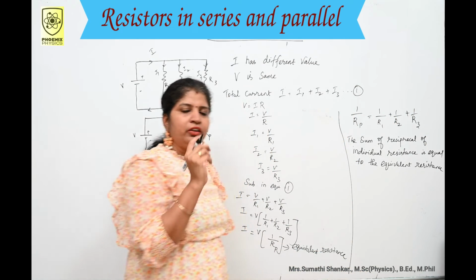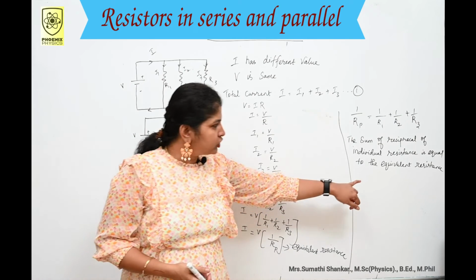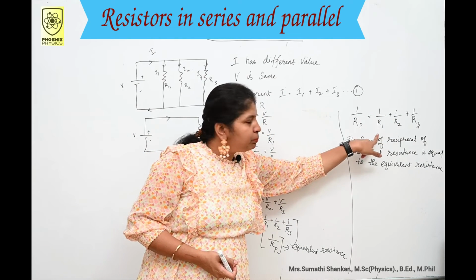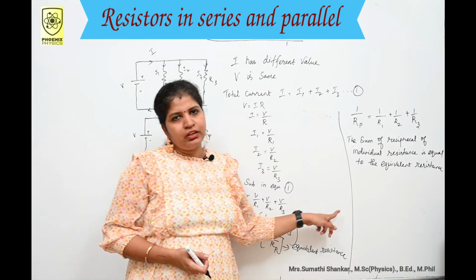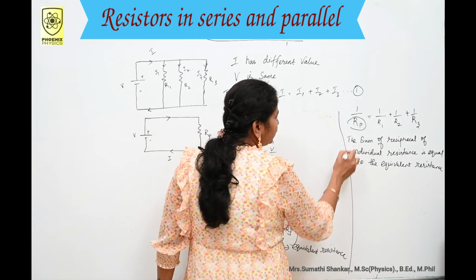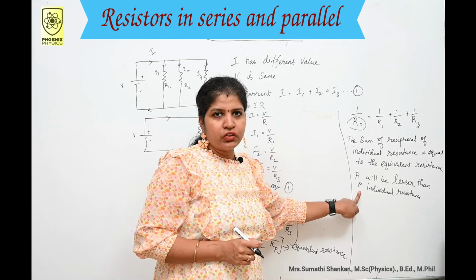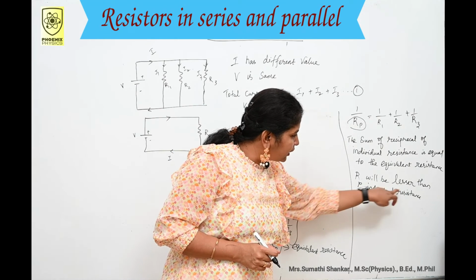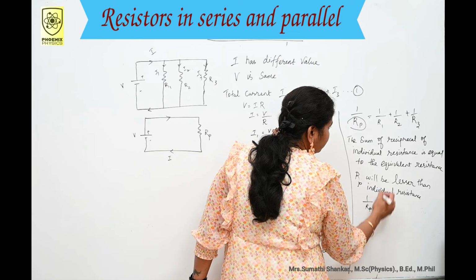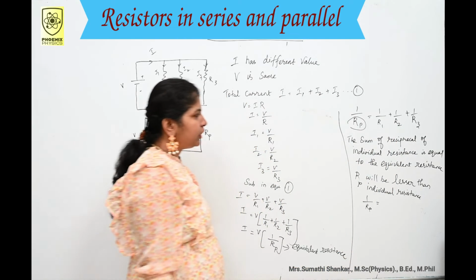The equivalent resistance of the parallel connection is equal to the sum of the reciprocals of the individual resistances. Then what about this Rp value? Equivalent resistance Rp will be lesser than the individual resistance. 1 by Rp is equal to 1 by R1 plus 1 by R2 plus 1 by R3.